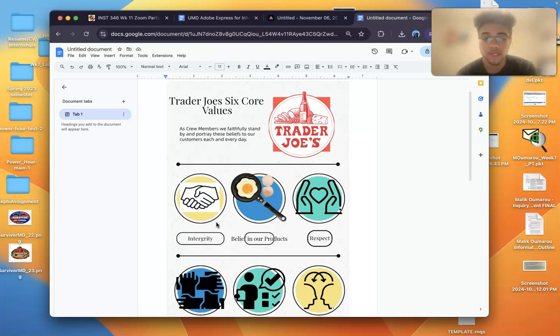So I chose two hands cupping around a heart as the logo for that because I believe it's a universal sign of respect. And when I was searching through the icons on Adobe Express for respect icons, this is one of the ones that popped up. So that's the one I chose.